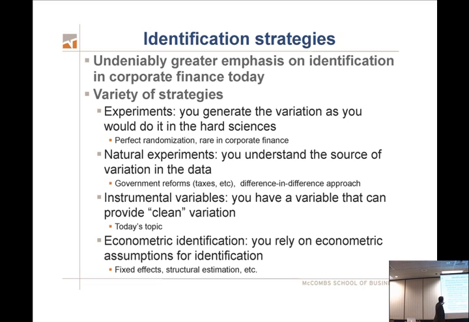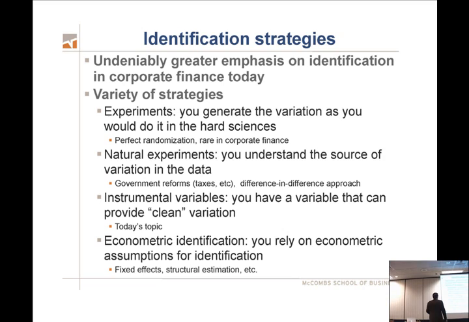What we're going to talk about more today is instrumental variables. There you have a variable that you trust can provide variation in the data that's not contaminated. Okay, it's going to provide variation in the data that you're comfortable is clean from other confounding effects.